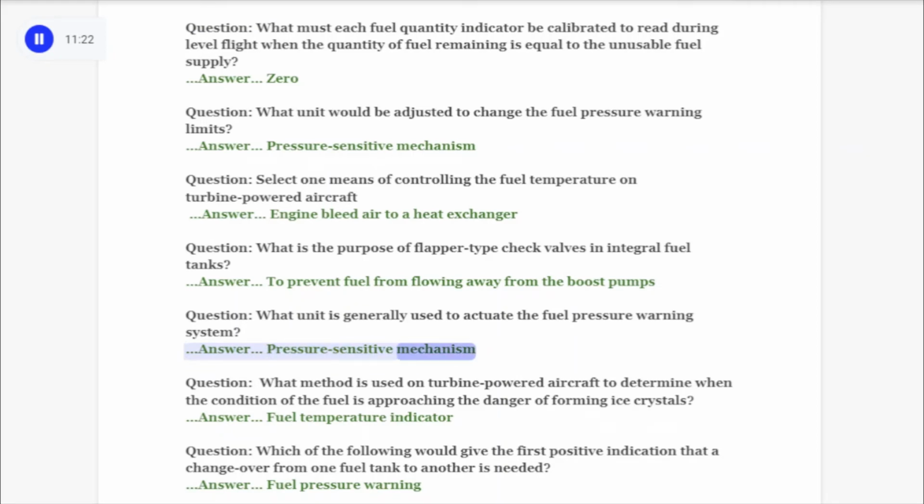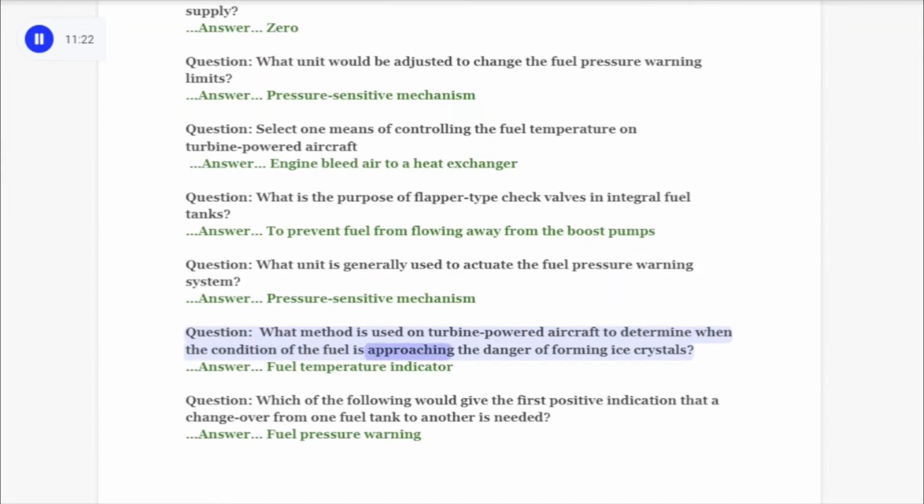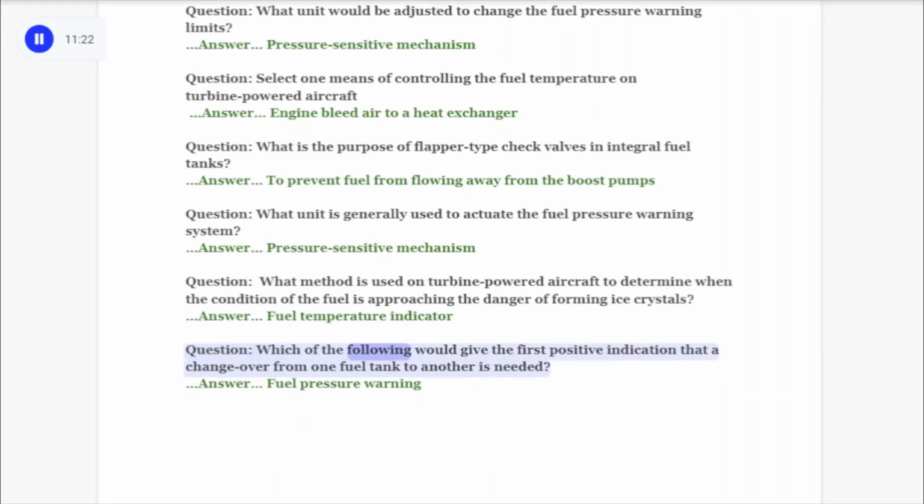Pressure-sensitive mechanism. Question: what method is used on turbine-powered aircraft to determine when the condition of the fuel is approaching the danger of forming ice crystals? Answer: fuel temperature indicator.